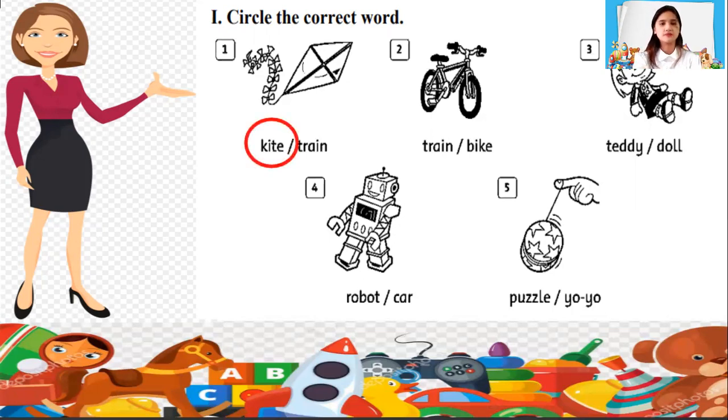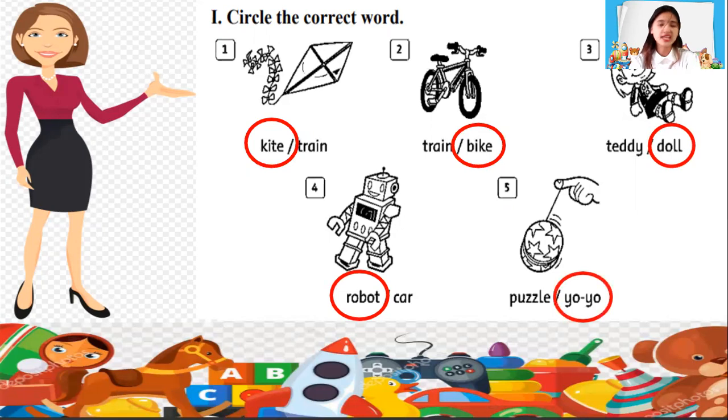How about number 2? Bike or train? Okay, let's check. Bike, very good. How about number 3? What is number 3? Let's check. What is number 3? Teddy or doll? Doll. Next, number four. Robot or car? Very good. Correct. Robot. Next, number five. Puzzle or yo-yo? Puzzle or yo-yo? What's the answer? Yo-yo. Very good. Next.